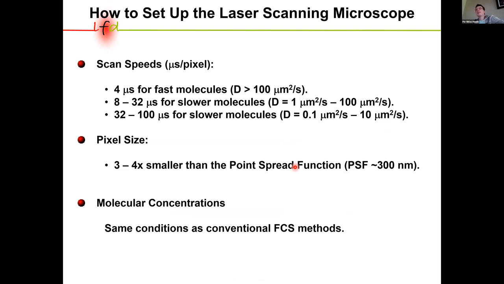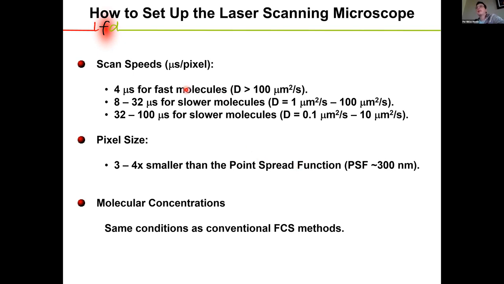Okay, so what parameters should you use to set up your laser scanning microscope? It depends a bit on how fast the molecules of interest are moving. Of course, this is what you want to measure, so maybe we don't know in the beginning what the range is. You can have some general ideas. If it's in the membrane, it will probably be slower than in the cytoplasm. But if you're absolutely not sure, you can just do multiple tests at multiple pixel dwell times and see at which speed you're getting something.